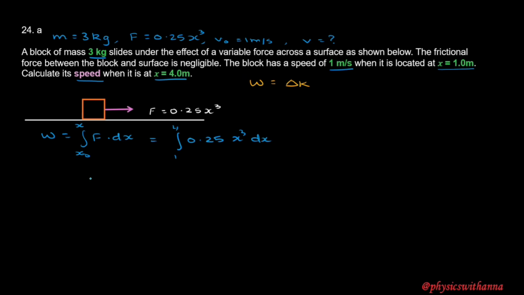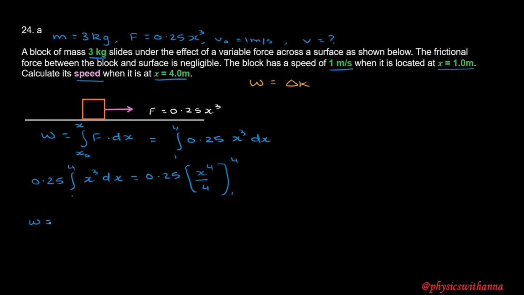Now let's take 0.25 out of the integral. Then integral 1 to 4 x cubed dx, which will be equal to 0.25. When you integrate, you increase the power of x by 1. So x to the power 3 will become x to the power 4 and then divide by the new power, going from 1 to 4. Then we substitute the limits.